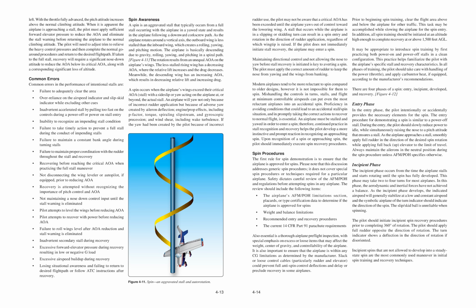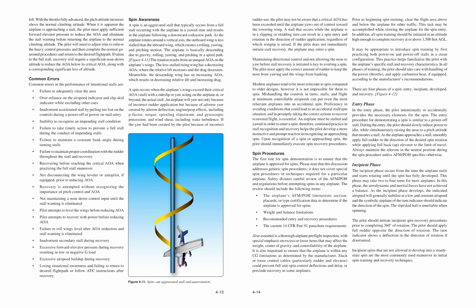Also essential is a thorough airplane preflight inspection, with special emphasis on excess or loose items that may affect the weight, center of gravity, and controllability of the airplane. It is also important to ensure that the airplane is within any CG limitations as determined by the manufacturer. Slack or loose control cables, particularly rudder and elevator, could prevent full anti-spin control deflections and delay or preclude recovery in some airplanes. Prior to beginning spin training, clear the flight area above and below the airplane for other traffic. This task may be accomplished while slowing the airplane for the spin entry.